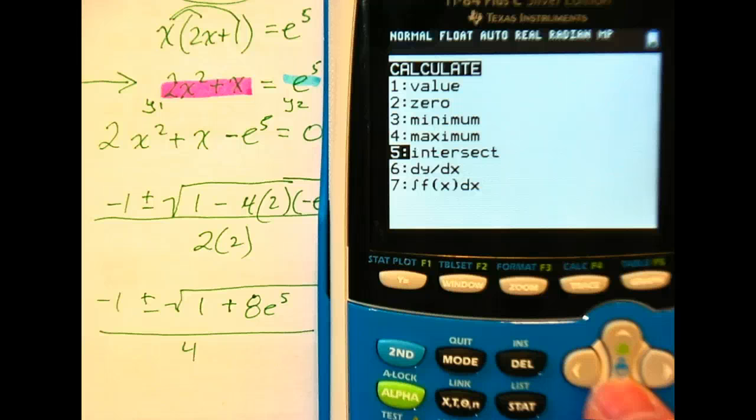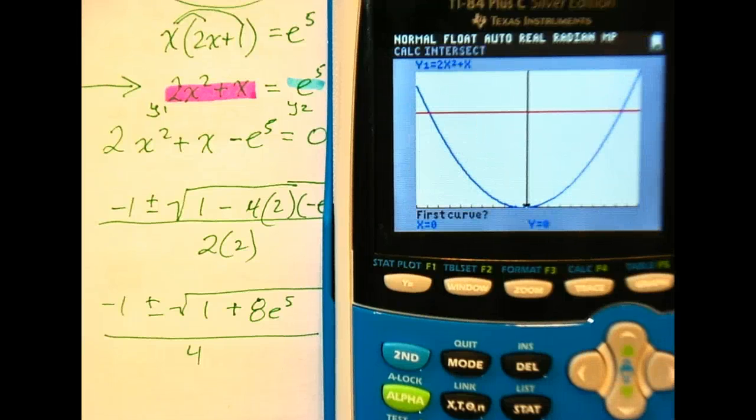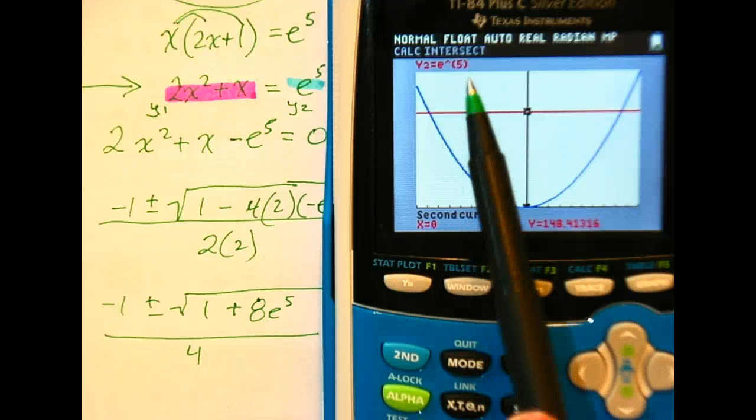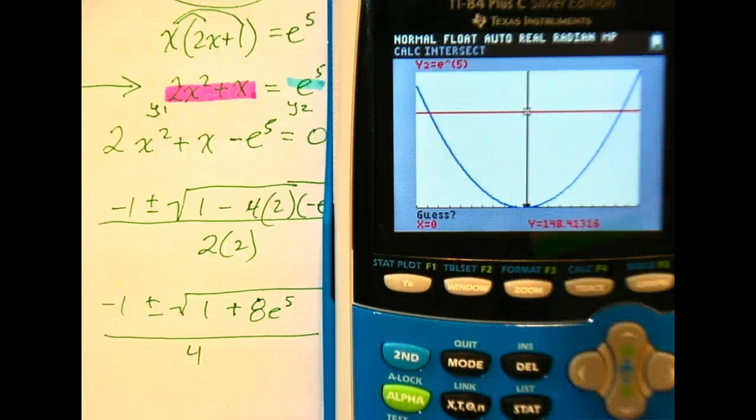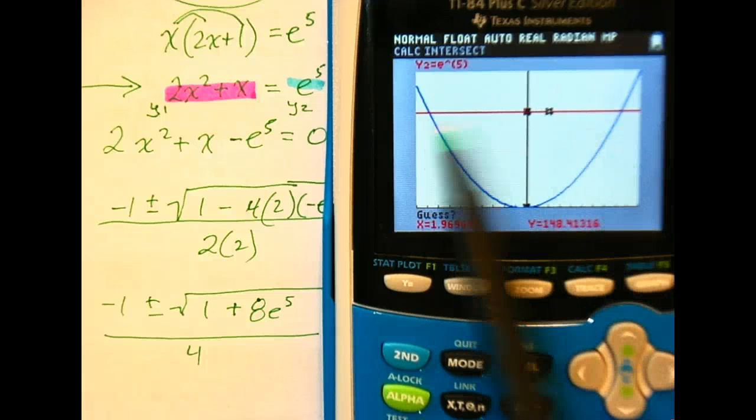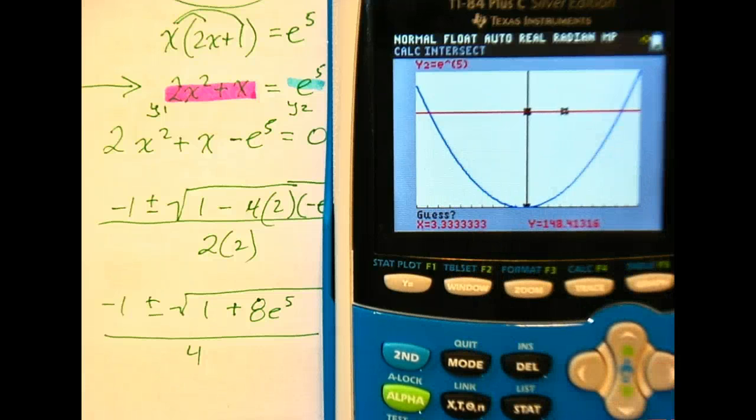Intersect. We want to see where they intersect. Okay, it's asking you, what do you want your first curve to be? Do you want it to be 2x squared plus x? And I'm like, yeah. And then second curve, do you want it to be that? Of course. And I need to move my cursor closer to this point of intersection than to that one. So there we go, I'm closer to that one.